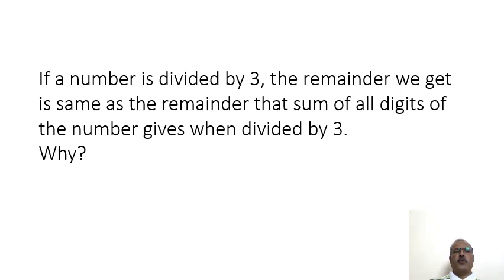What is even more important is that if a number is divided by 3, the remainder we get is the same as the remainder that the sum of all digits of the number gives when divided by 3. Why? This is similar to the divisibility test derivation. For example, if you take 16, 6 plus 1 is 7, and 7 will give you remainder 1. If you divide 16 by 3, you will get remainder 1. So this is true for all these numbers.